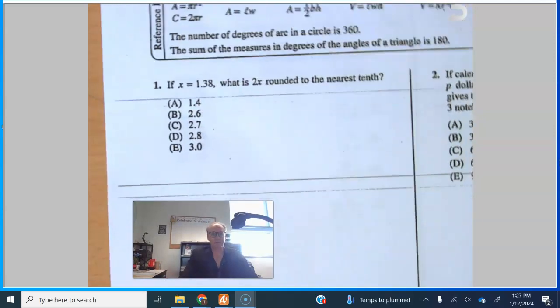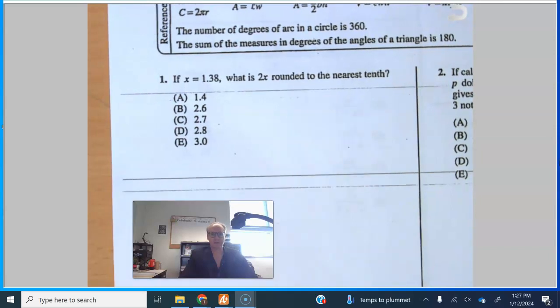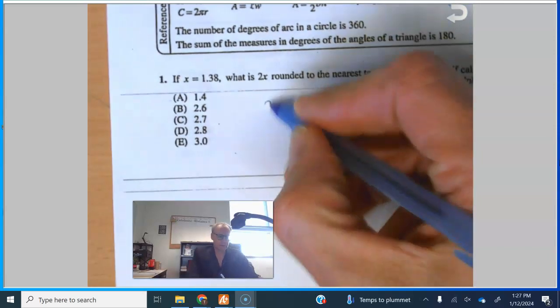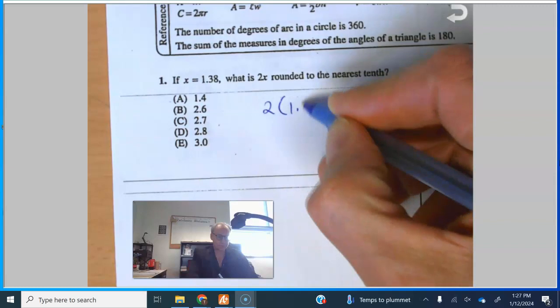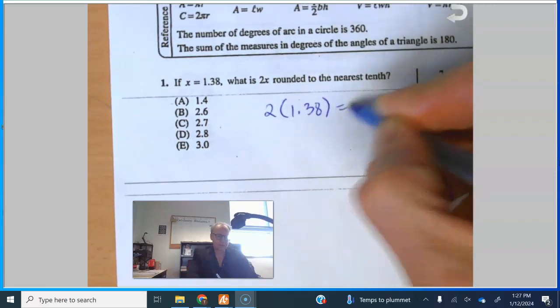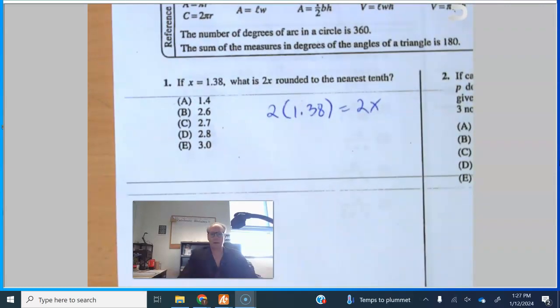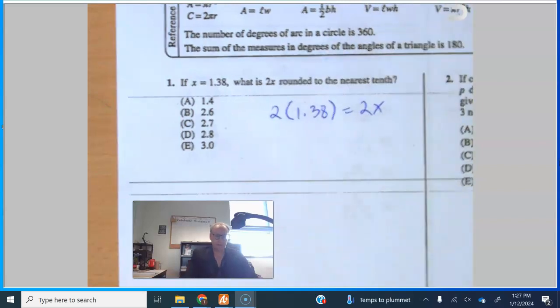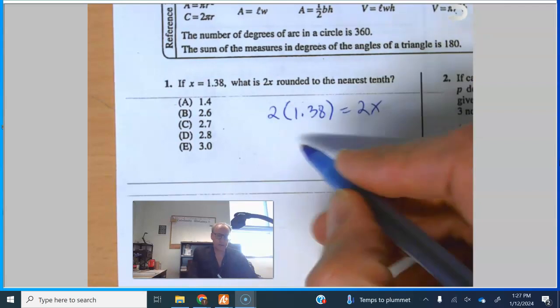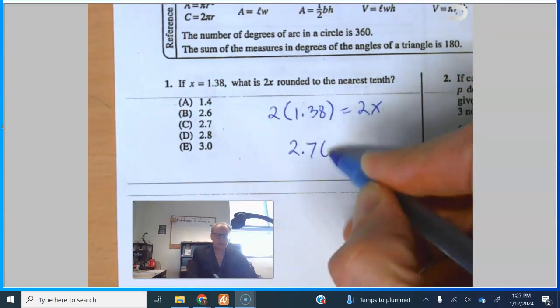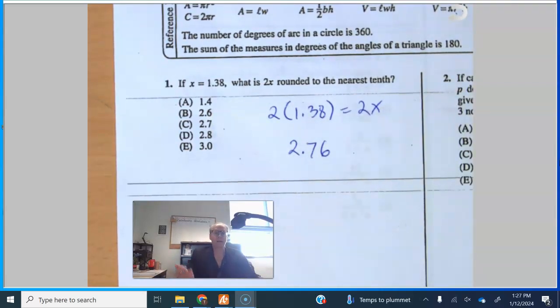X equals 1.38. What is 2x rounded to the nearest tenth? So multiply 2 times x, and that's going to be 2x. And we want to round this to the nearest tenth. So I'm going to multiply this 2 times 1.38. That's going to be 2.76. I'm just multiplying it in my head. If you need to do the multiplication on the side, do that.